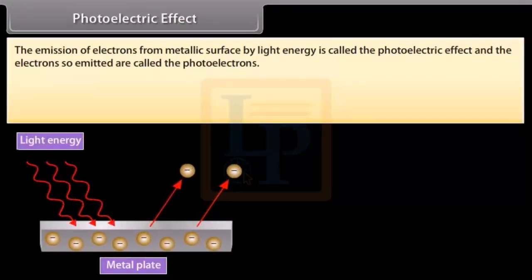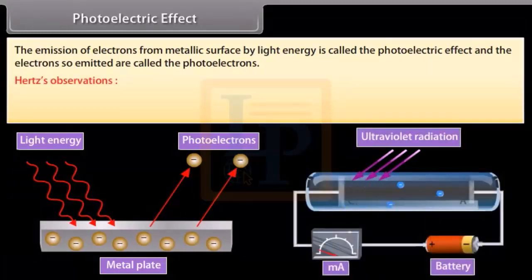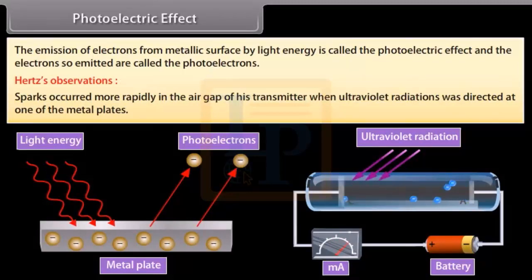Photoelectric effect. The emission of electrons from a metallic surface by light energy is called the photoelectric effect, and the electrons so emitted are called photoelectrons. Hertz's observations. While performing an experiment for production of electromagnetic waves by means of spark discharge, Hertz observed that sparks occurred more rapidly in the air gap of his transmitter when ultraviolet radiation was directed at one of the metal plates. Hertz could not explain these observations, but other scientists did. They said that the cause was the emission of electrons from the metal plate due to incidence of high-frequency light. This is the photoelectric effect.